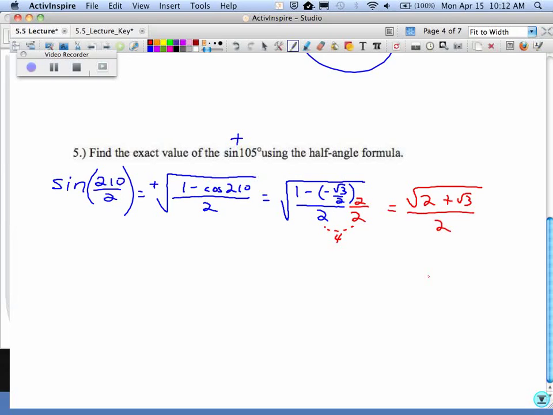Now, those are definitely problems to check on a calculator. I would start with the square root of 3. Then I would take 2 plus my answer. Then I'd square root my answer. Then I divide by 2, get the decimal, go to degree mode, see what the sine of 105 is as a decimal, and you can check it out.